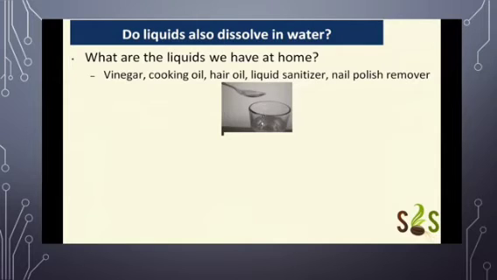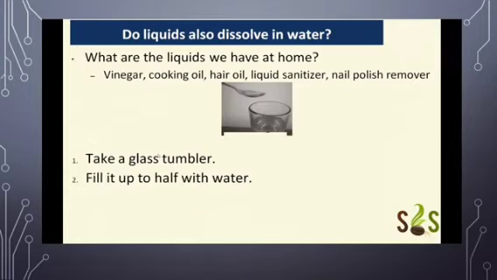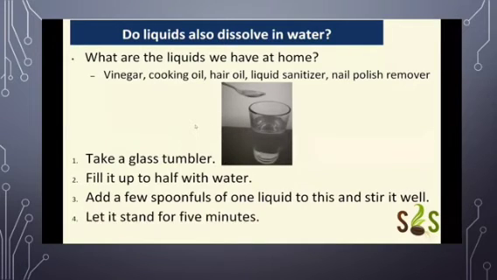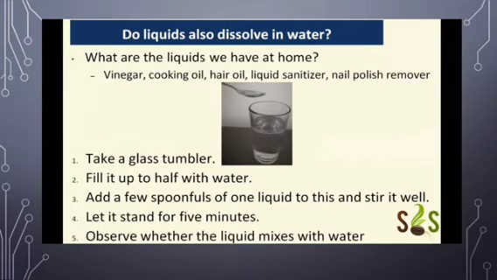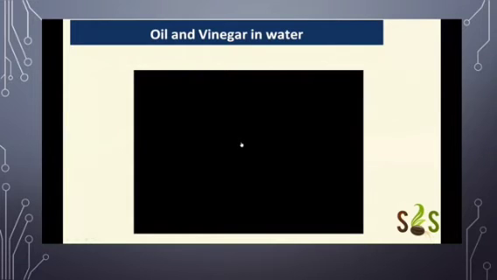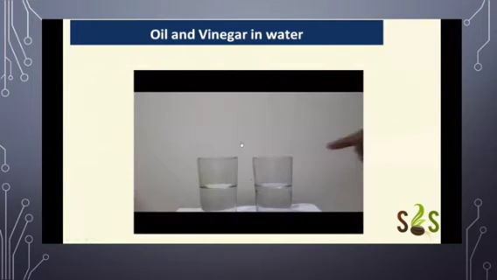Now what we have to do is take a glass tumbler, fill it up to half with water, add a few spoonfuls of one liquid to this, stir it well, and let it stand for 5 minutes. And then we can observe whether the liquid mixes with water or not. So let's see this video. You can stop here and do it by yourself also.